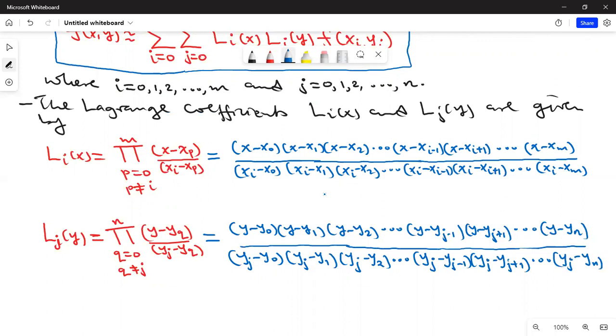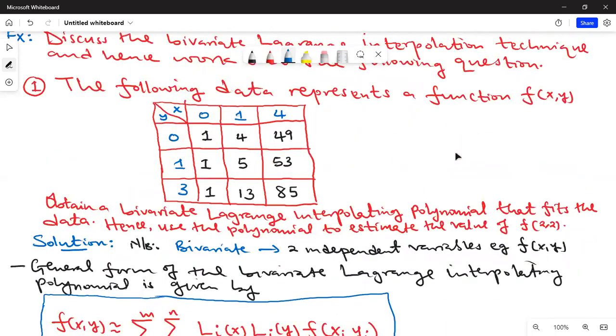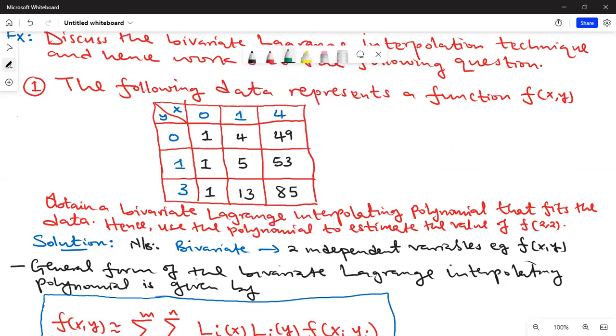So now, having discussed the formula used in bivariate interpolation, let's answer the question. This is the table. We are going to come up with the coefficients based on the data you have been given, and then come up with the interpolating polynomial. As usual, from your table, let me use another color, so I pick green. This is our x naught. This is x1. This is x2.